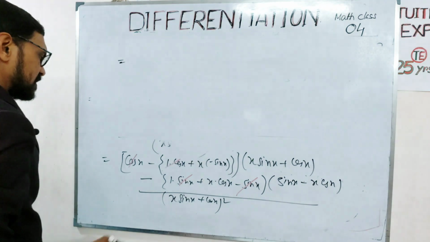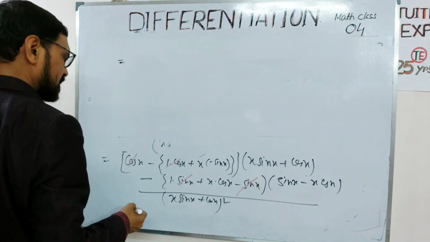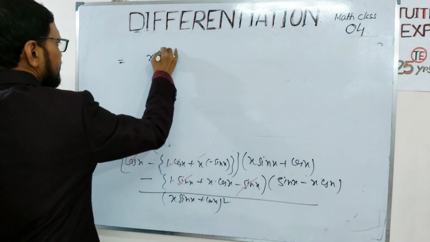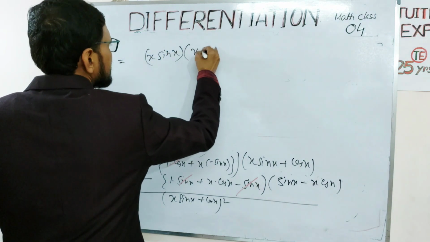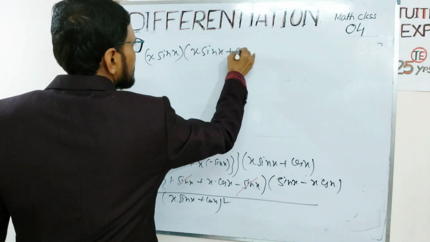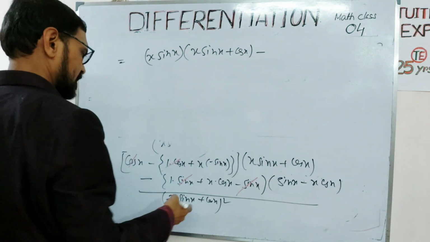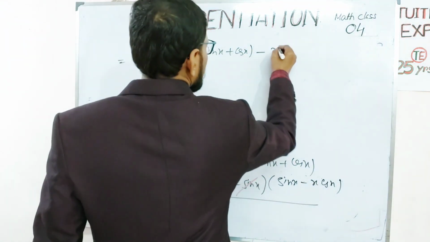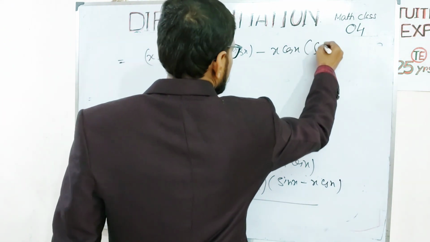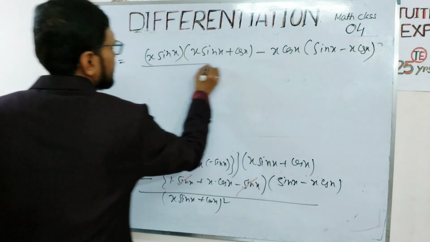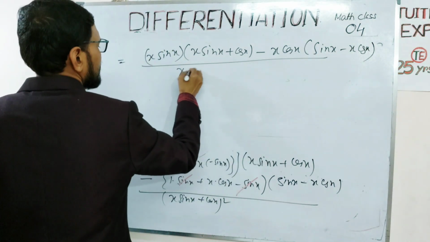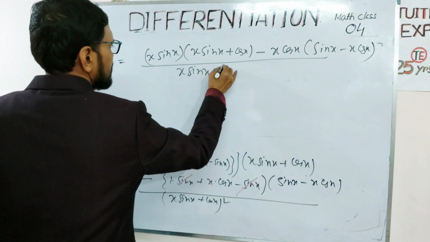Now you simplify this. By simplifying this, the result is x sin x into x sin x plus cos x minus this is x cos x into sin x minus x cos x, divided by x sin x plus cos x.